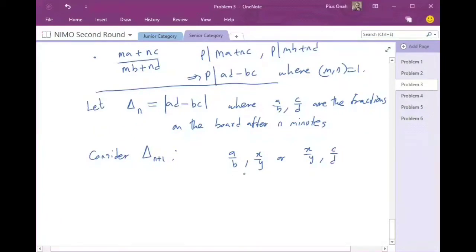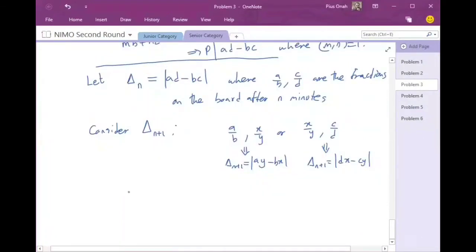So now in this case, in the first instance, this gives that delta n plus 1 would be the absolute value of ay minus bx, while the second instance gives the absolute value of dx minus cy. So we could consider something slightly different from this.